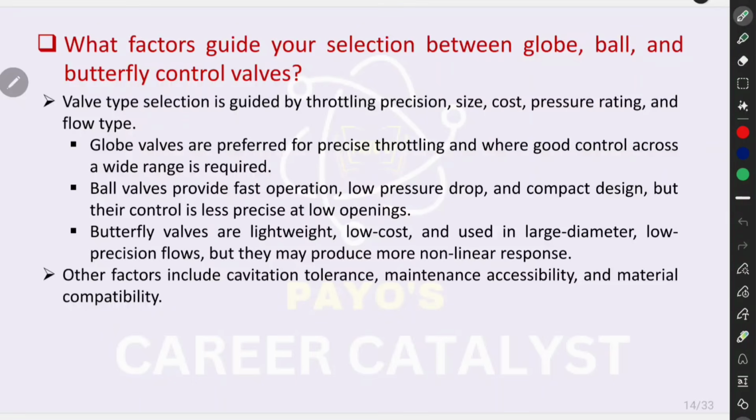What factors guide your selection between globe, ball, and butterfly control valves? Valve type selection is guided by throttling precision, size, cost, pressure rating, and flow type. Globe valves are preferred for precise throttling and where good control across a wide range is required. Ball valves provide fast operation, low pressure drop, and compact design, but their control is less precise at low openings. Butterfly valves are lightweight, low cost, and used in large diameter, low precision flows, but they may produce more non-linear response. Other factors include cavitation tolerance, maintenance accessibility, and material compatibility.